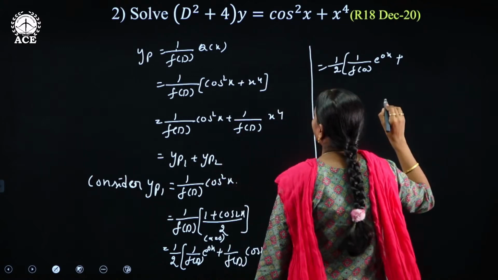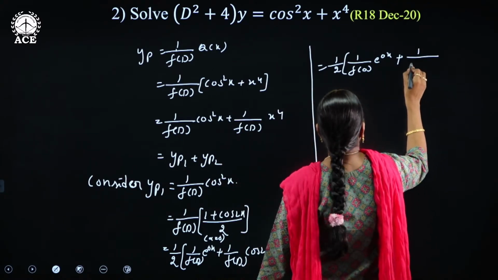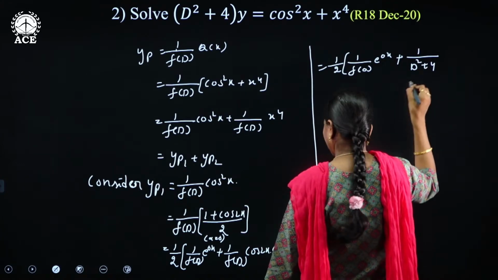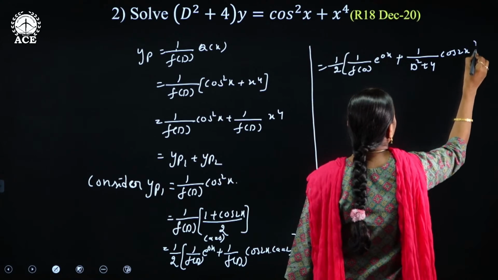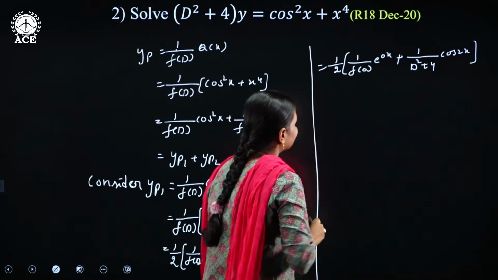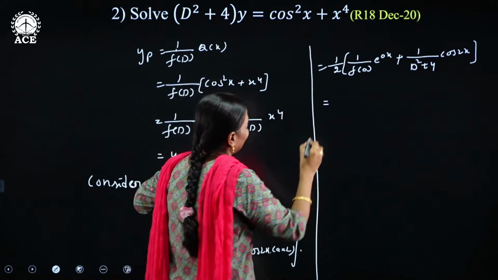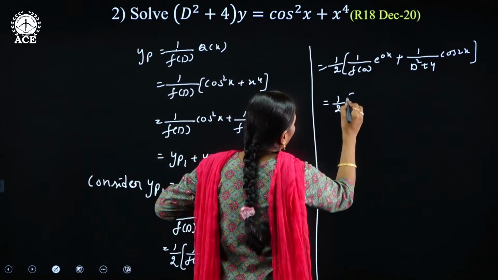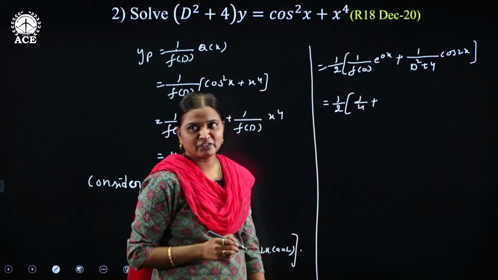Next, what is f of D? Here f of D is equal to 1 by D square plus 4 into cos 2x. And what is f of 0? F of D is equal to D square plus 4, so f of 0 is only 1 by 4. So 1 by 4.